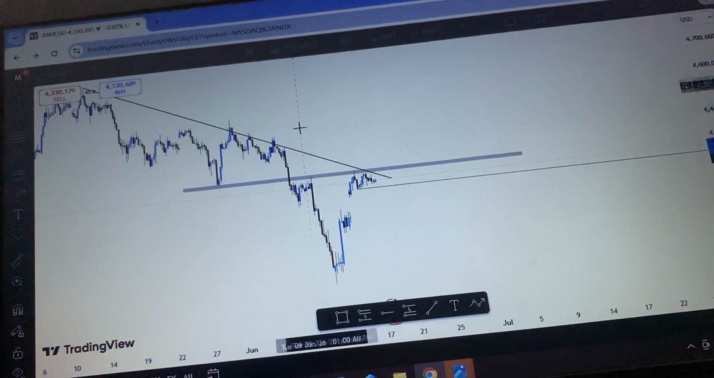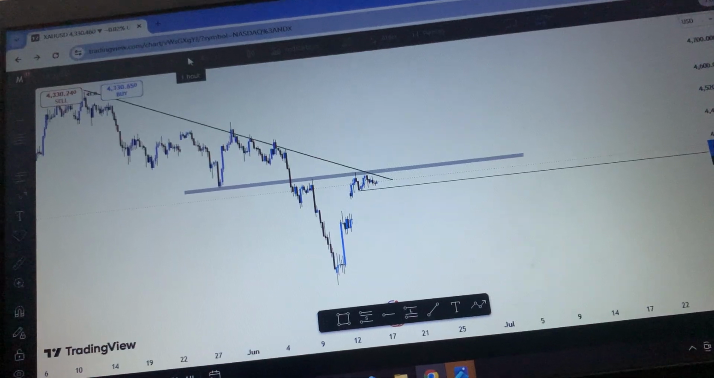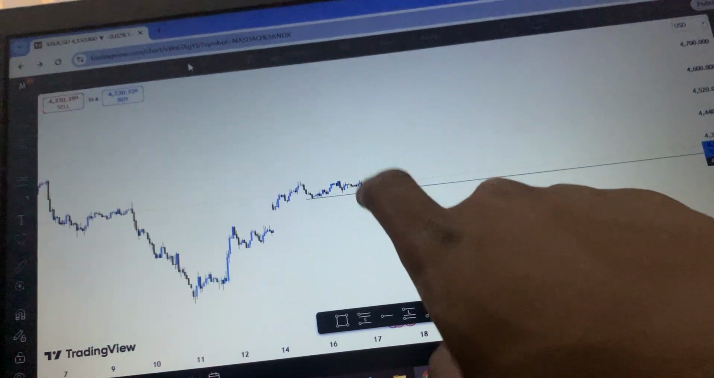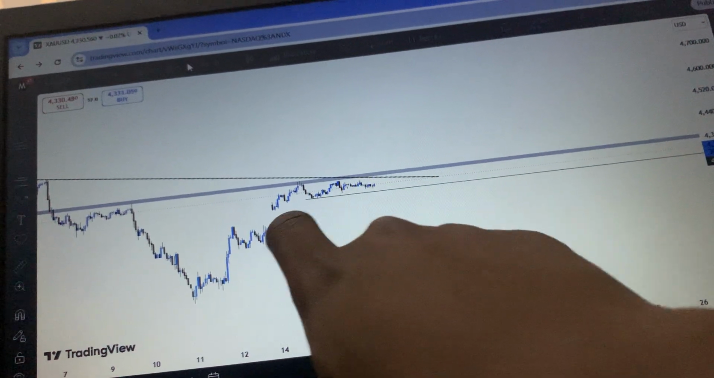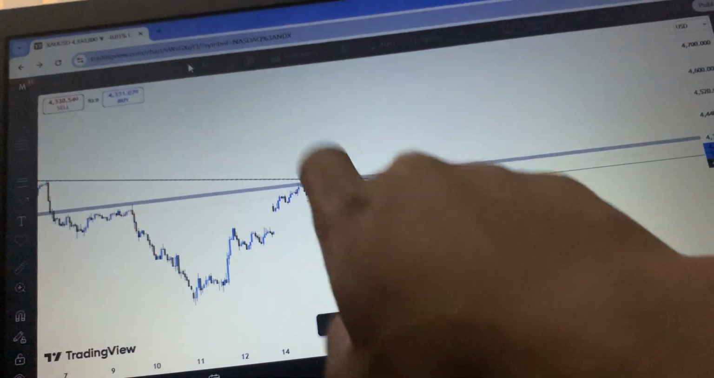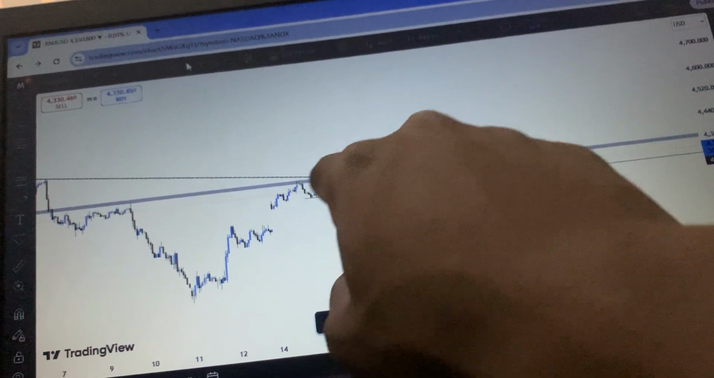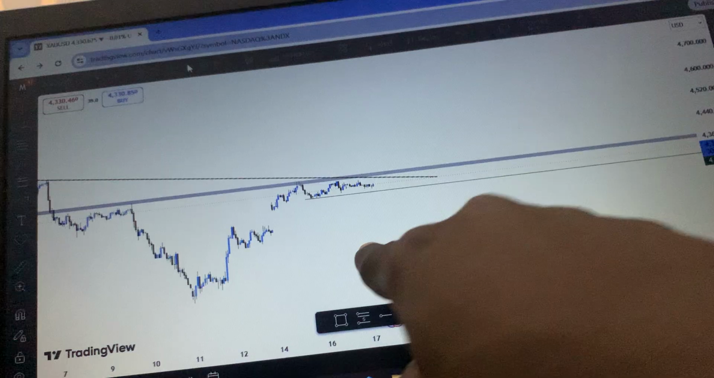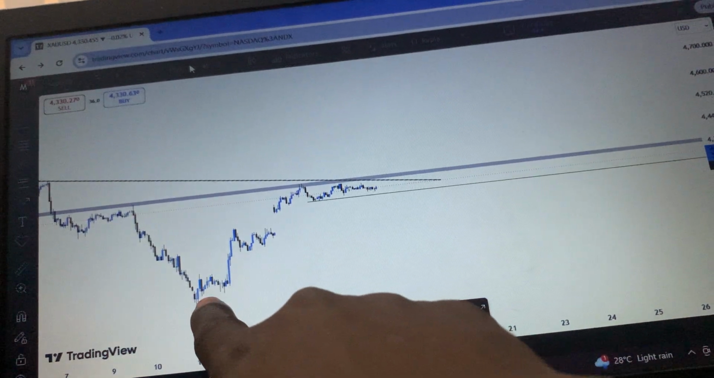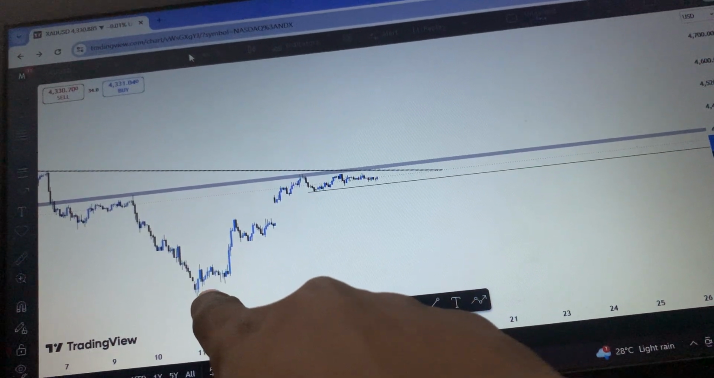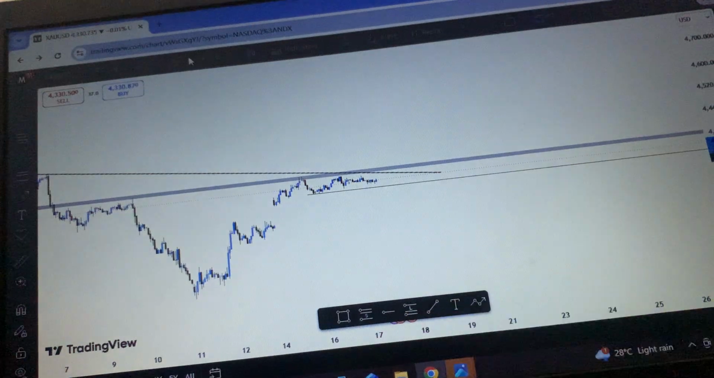So let me scale down to the 4 hour and 1 hour time frames to see what is happening at this area. The market has already told us that it has reached our area where we are expecting the continuation of the sell, which means we expect the market to continue breaking this last low, which is the downtrend.